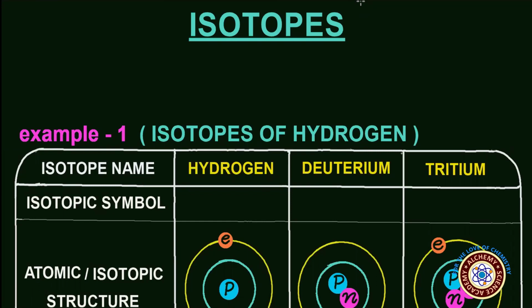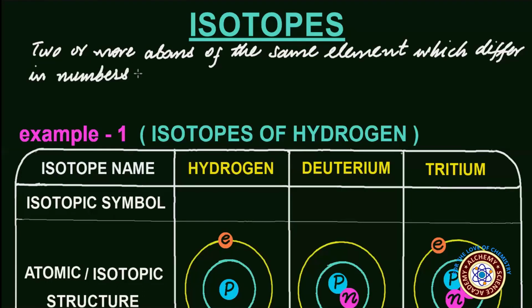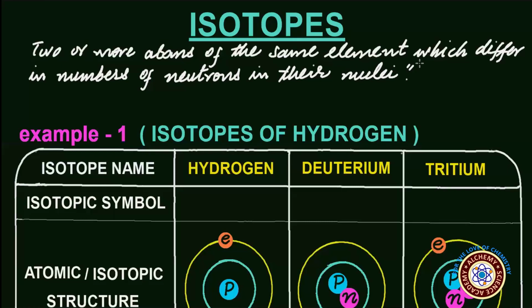Some atoms of the same element can contain different numbers of neutrons. So, isotopes are defined as two or more atoms of the same element which differ in numbers of neutrons in their nuclei. They are called isotopes of that element.